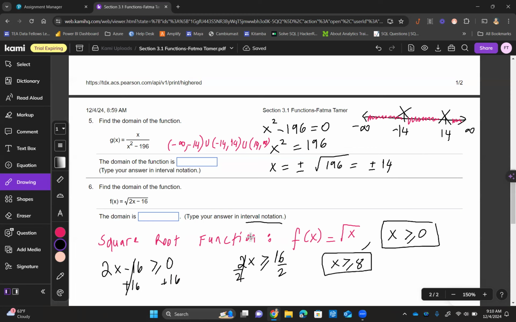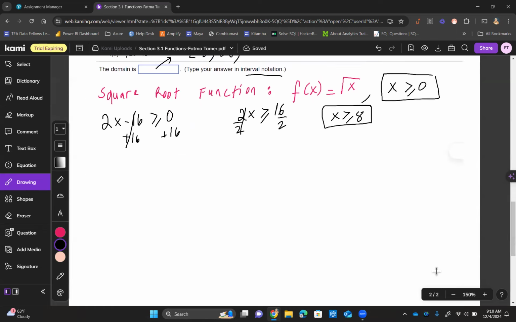And they want the answer in interval notation. So that means I can use 8 because 8 gives me a 0, and I can take the square root of 0. That's still defined. And any number after 8 is good to use. And this is how I am going to find the domain for number 6. This concludes 3.1 for functions.